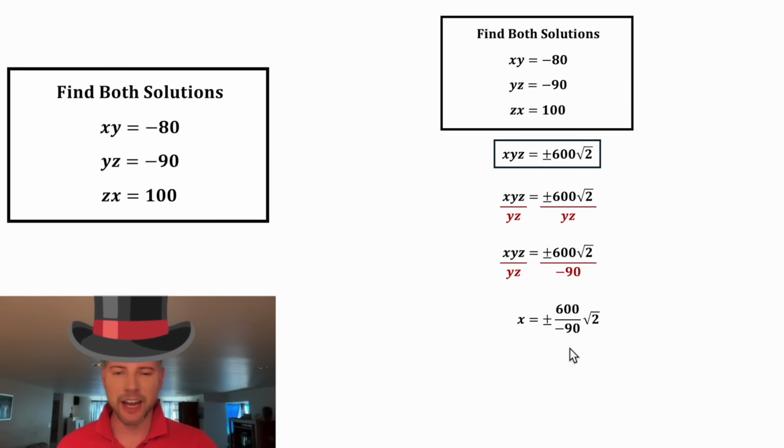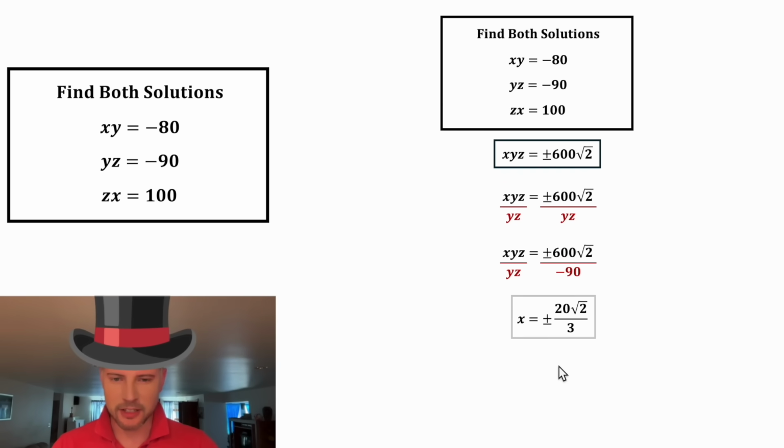First, this negative 90 on bottom. In this context, the plus minus is just going to absorb the negative, so we don't need it anymore. And then for the 600 over 90, both of these are divisible by 10, so we can drop the 0 on the end. And then for 60 over 9, they're both divisible by 3, so that'll just become 20 over 3. And now we have our value for x. Let's move this up here, and let's put a box around it.